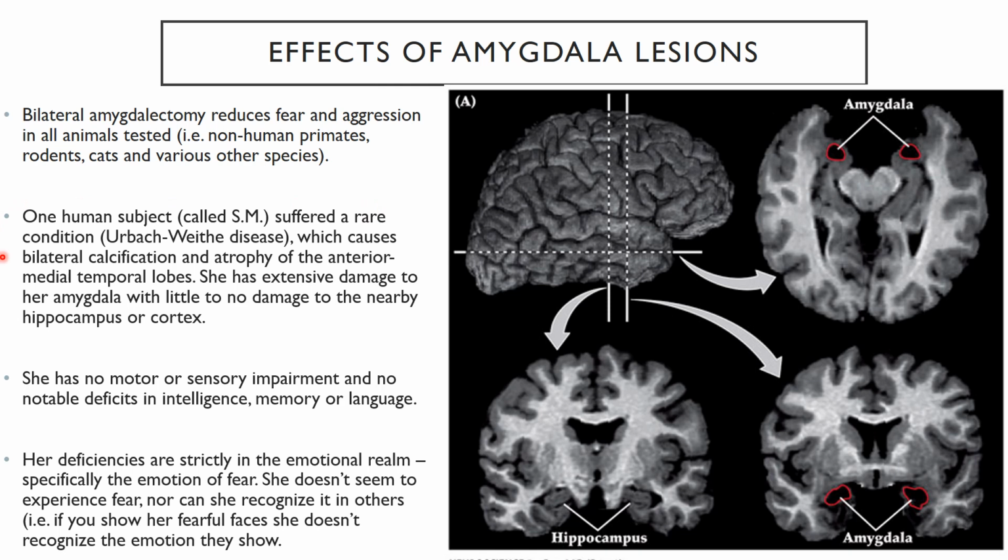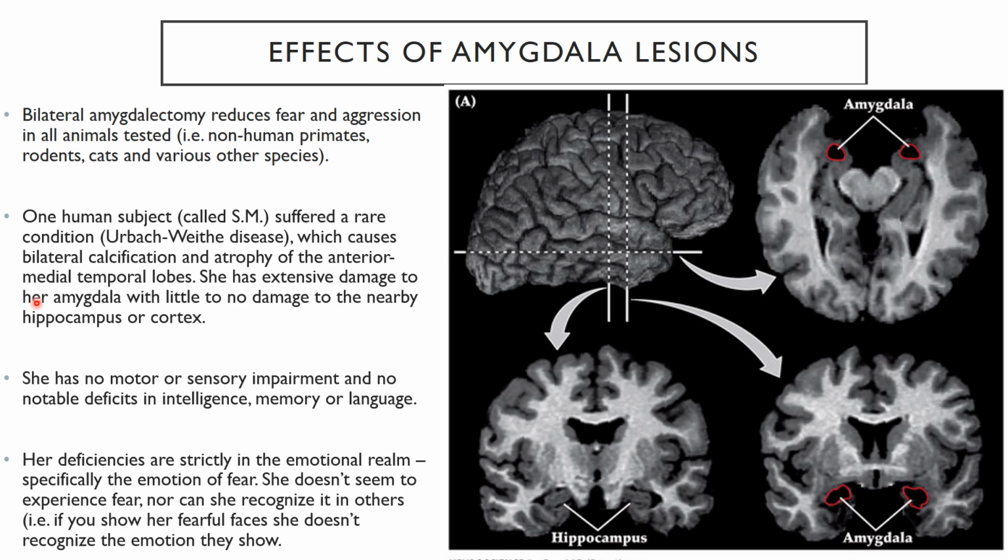She suffered from a rare condition called Urbach-Wiethe disease. In this disease, it causes calcification within the brain. So you get a little bit of bone growing within the brain, and it can cause bilateral calcification and atrophy of the anterior medial temporal lobes. This particular individual happened to have calcification that caused extensive damage to her amygdala. The calcification sort of just cut off circulation to the amygdala, so it no longer got any blood flow, and then the amygdala just died.